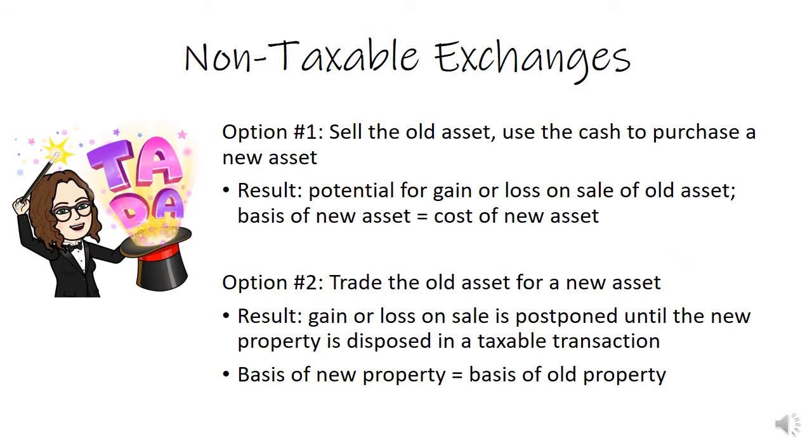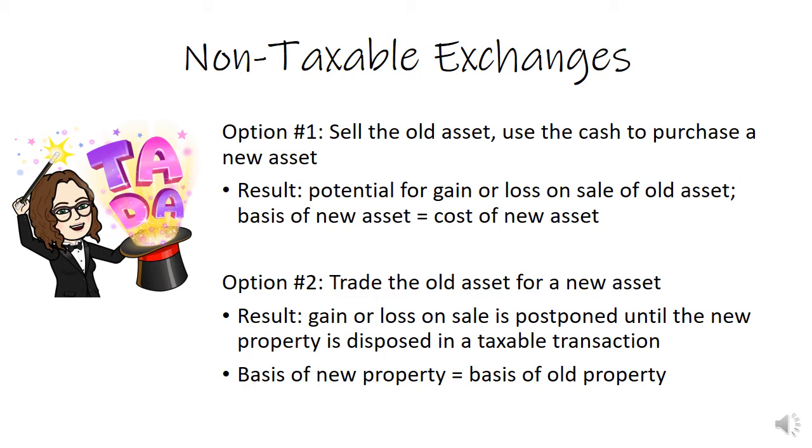Some other examples where gains and losses are not recognized have to do with non-taxable exchanges. This occurs when a business owner or a taxpayer elects to exchange an asset instead of selling the old asset and using the proceeds from that sale to purchase a new asset. Under option 1, the taxpayer would potentially see a gain on the old asset, incurring taxes on the transaction. The basis of the new asset would be whatever they paid to acquire it.